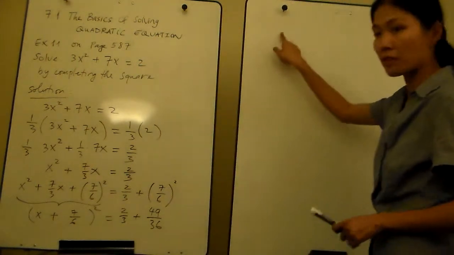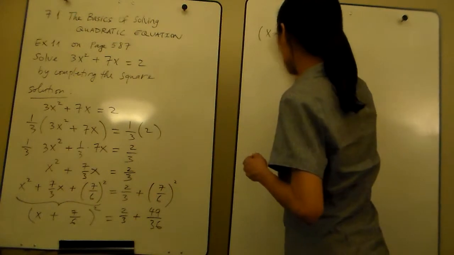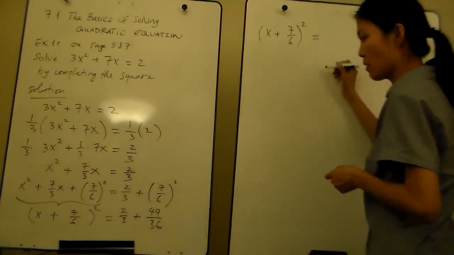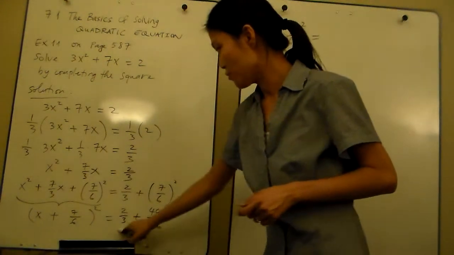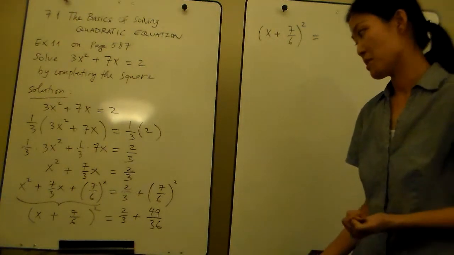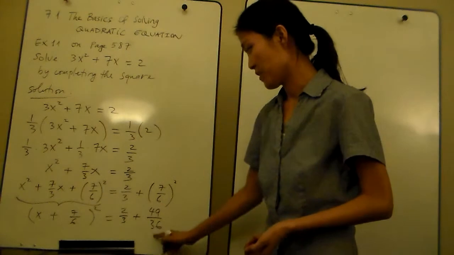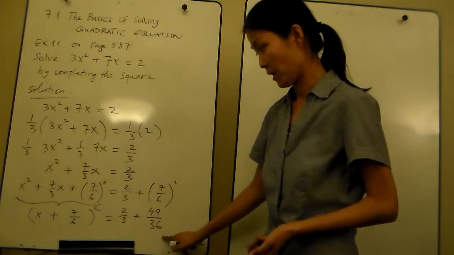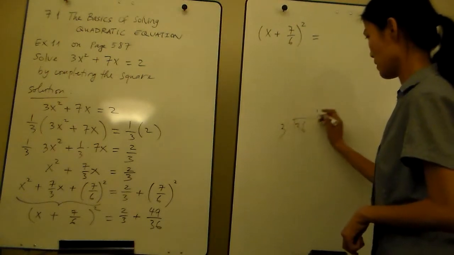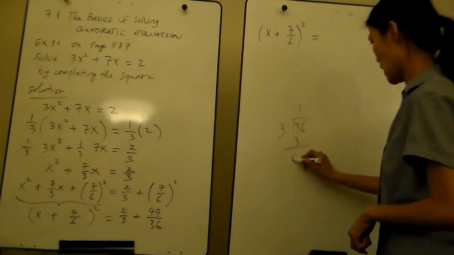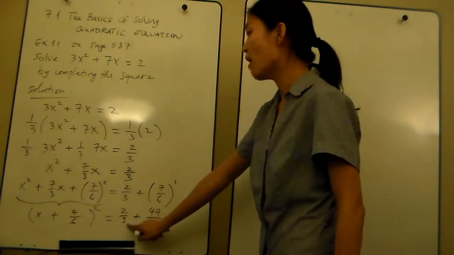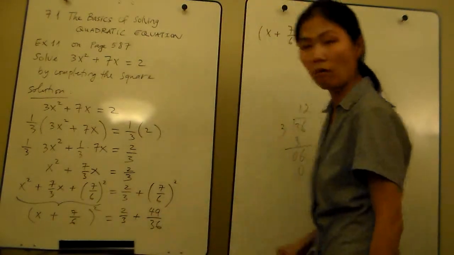So let me continue here. So we have x plus 7 over 6 squared equal to, you can combine these two fractions by finding the least common denominator. In this case, it's going to be 36, because 36 is a multiple of 3. So 36 divided by 3 is what? 12. So to get the denominator 36, you need to multiply 3 by 12.